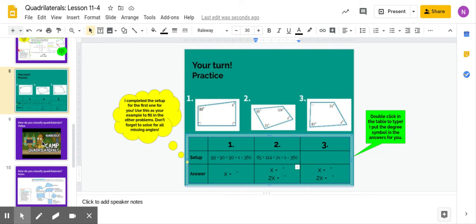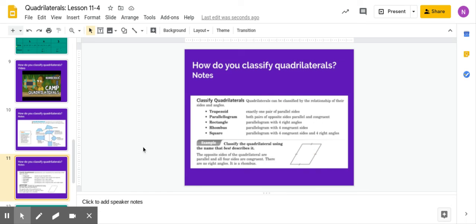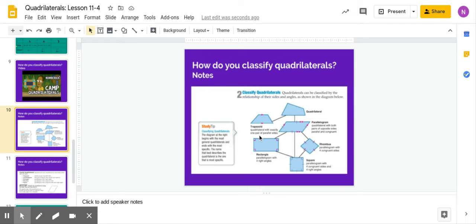And then moving from there, the first video helped you a little bit with classifying quadrilaterals. This is going to be a second video. And there are some notes with the different pieces of information, that a trapezoid is a quadrilateral with exactly one pair of parallel sides, and so on.